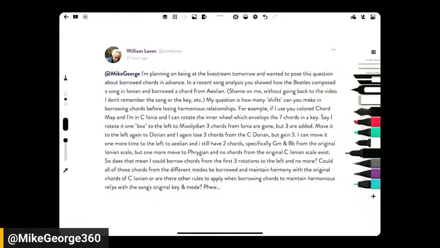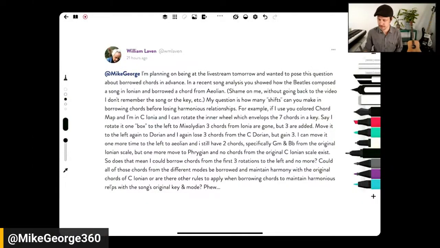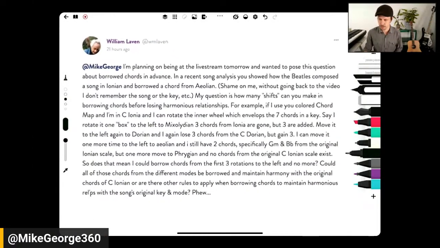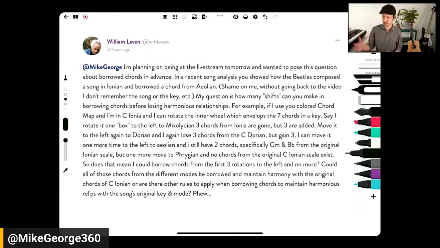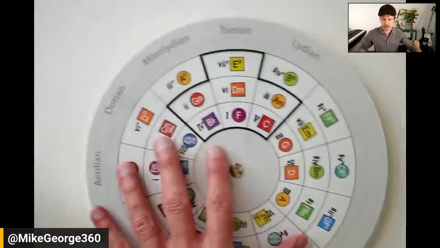And so to William's question, I'm going to share this question, and William, as we're talking through this, you can elaborate on these points. I'm going to read through this for the benefit of anyone who's on or will be watching the replay. So the question is regarding the circle of fifths, right?